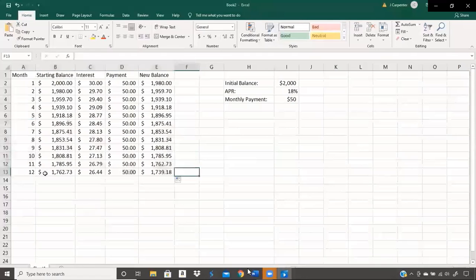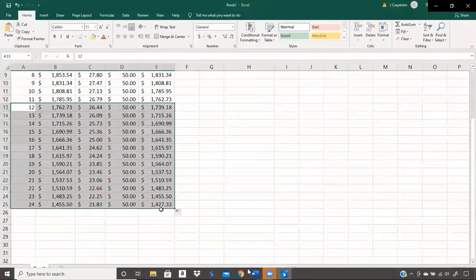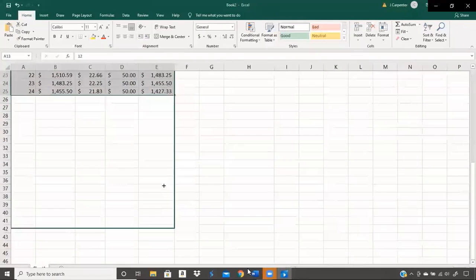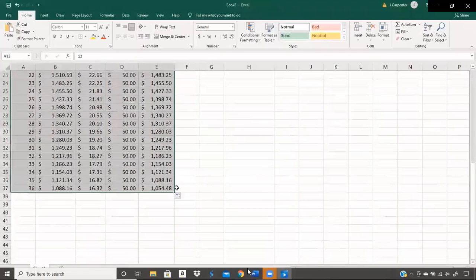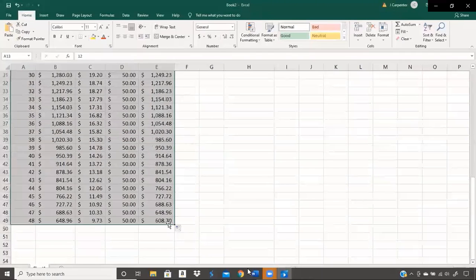Okay, well, let's keep going. Let's highlight a whole row and drag it down. Let's go to year 2, so 24 months, which would be row 25. Well, down to 1,400. All right, how about 3 years in, which is 36 months, so row 37. Oh, well, we're about halfway down in 3 years. Let's go to 4 years. 48 months, which is row 49.